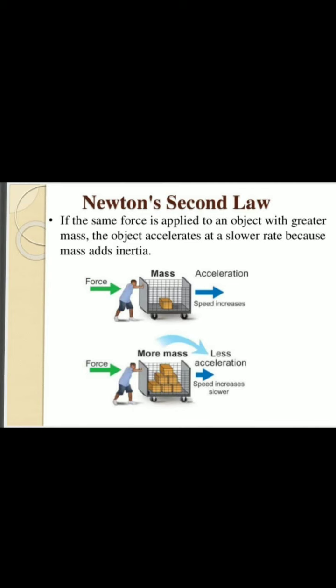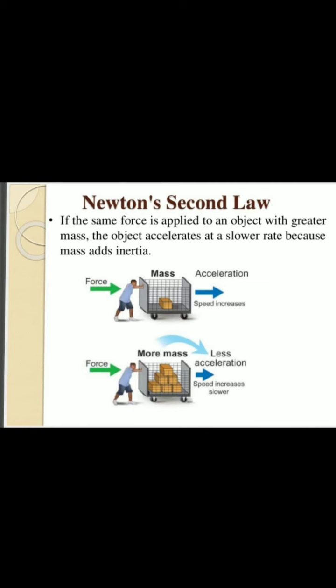So you see that you easily shift that one wooden block compared to the second one. That means we can say that if the same amount of force is applied to an object with greater mass, the object accelerates at a slower rate, because its inertia increases. Mass adds inertia.